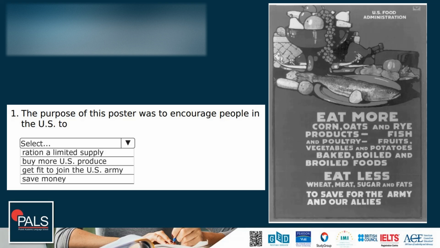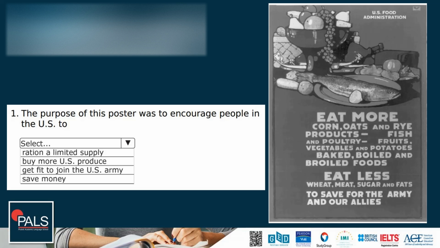The purpose of this poster was to encourage people in the US to do what? Drag and drop question, the first option being ration a limited supply. Next one, buy more US produce. Next one is get fit to join the army. And the last one, save money.